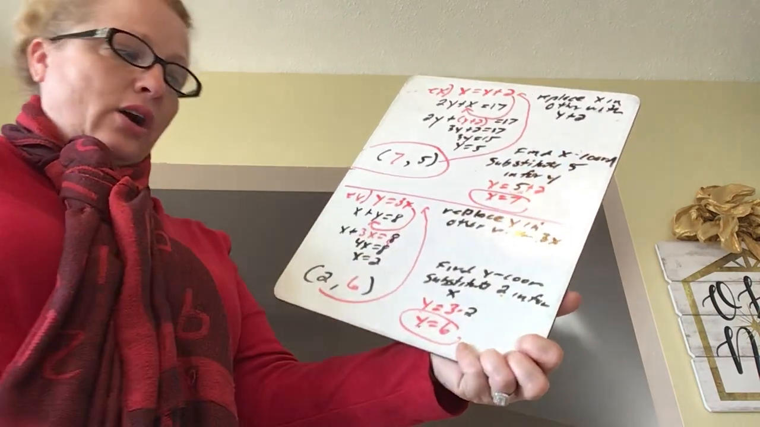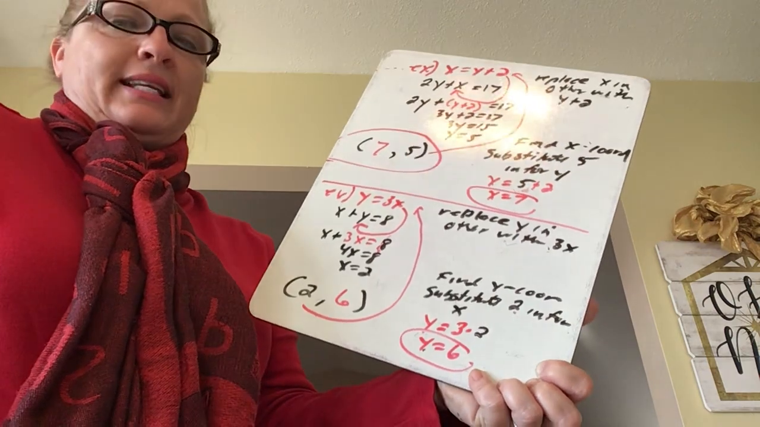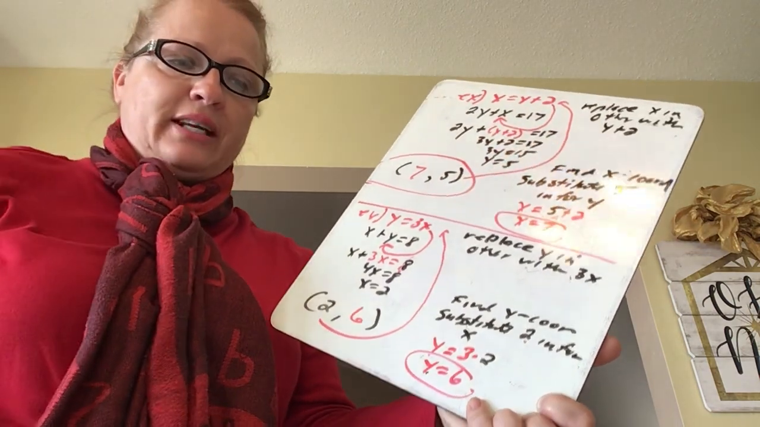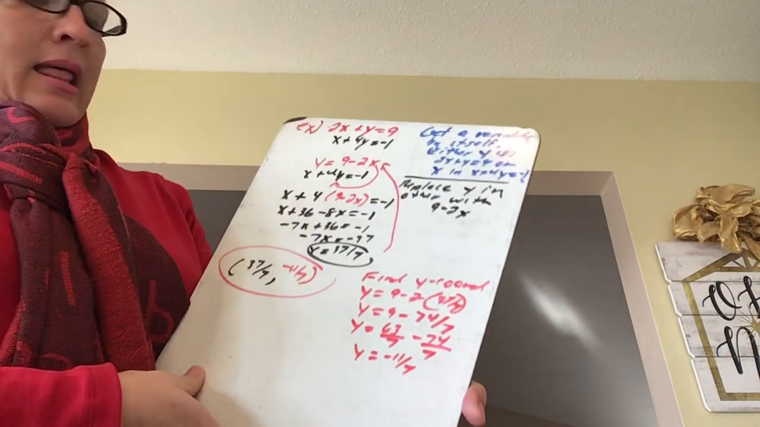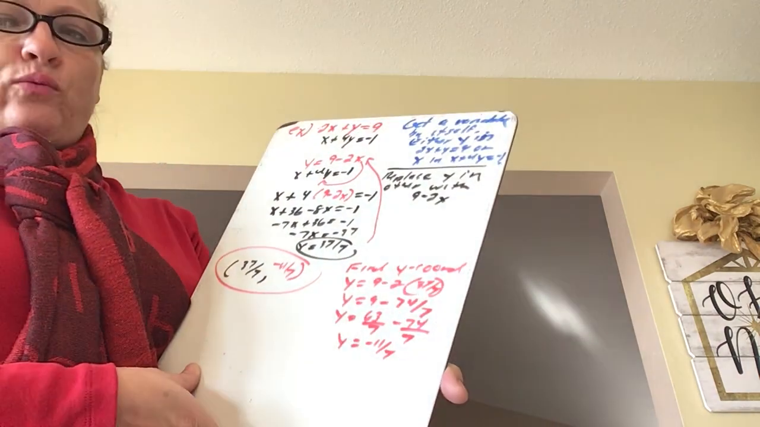Now, if you're thinking, oh, that would have been easy to graph, I agree with you. I'm just starting out with, I guess I would say, easier problems on our first day of substitution. Okay, now let's take a look at the last one. I have 2x plus y equals 9 and x plus 4y equals -1.